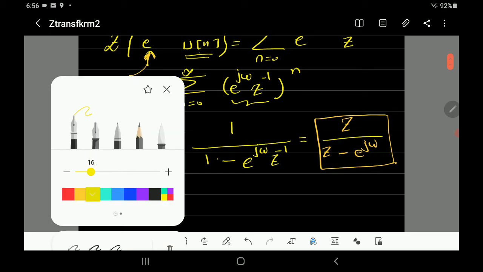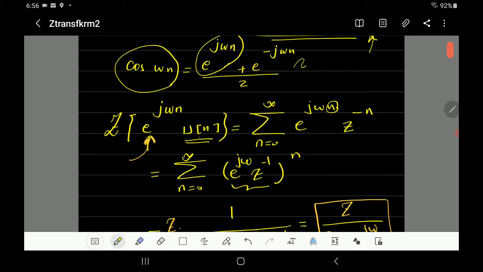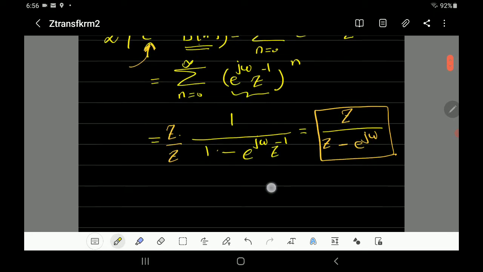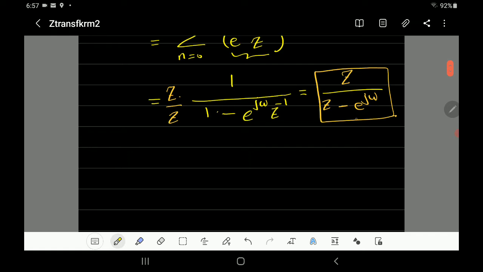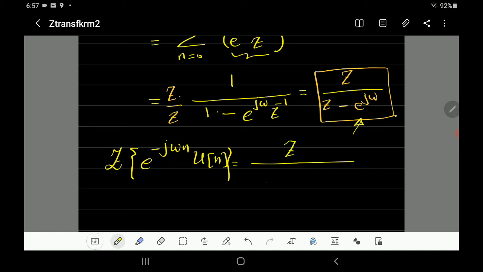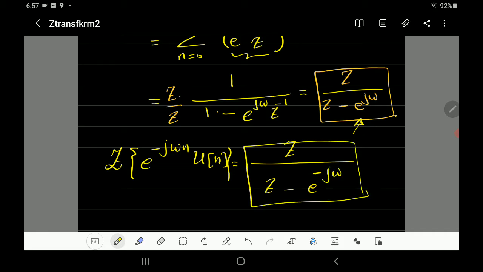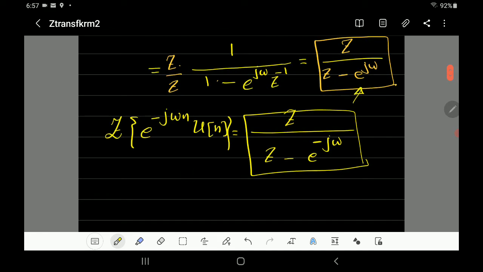Well, we still have to find the Z transform for e to the power of minus j omega n. You don't have to repeat these steps again. Just take this one and change the sign of the e to the power of j omega. So simply, the Z transform of e to the power of minus j omega n u[n] will be the same as we got before. The only difference will be putting a negative sign in front of j omega. So that's the final expression for the Z transform of e to the power of minus j omega n.